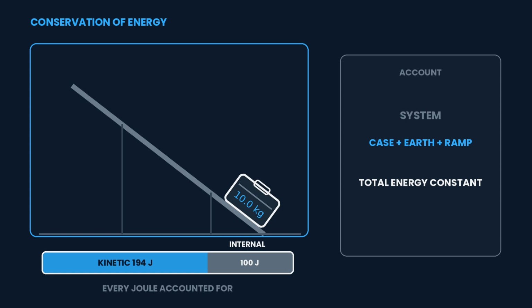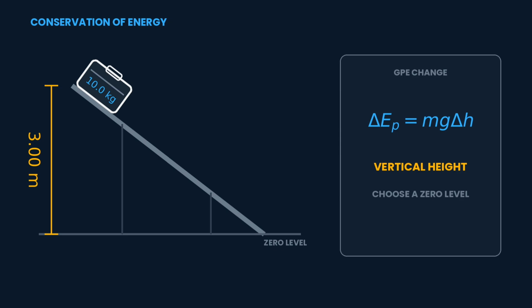Take the case, Earth, and ramp as our system. Friction has increased the internal energy by the missing amount. Near Earth's surface, the change in gravitational potential energy is ΔE_P = mgΔh. Δh is the vertical height change, not the distance along the slope. Only the change matters, so choose a convenient 0.